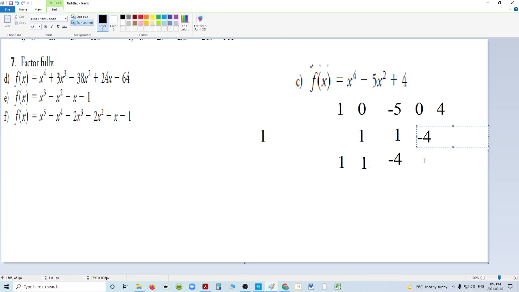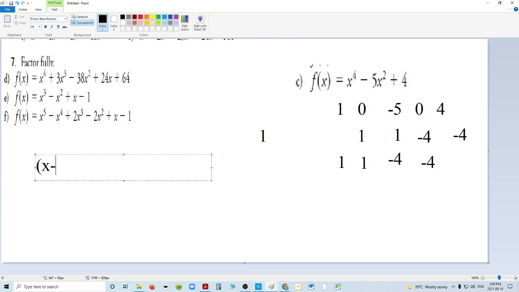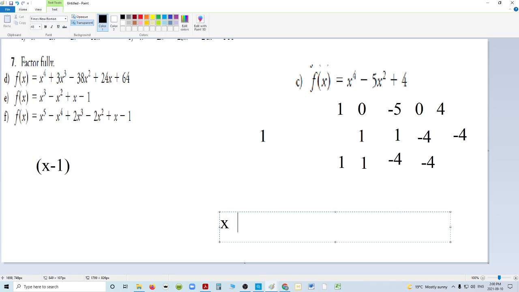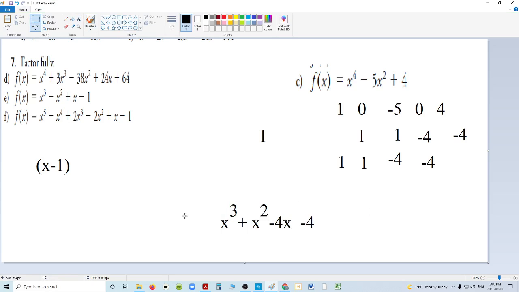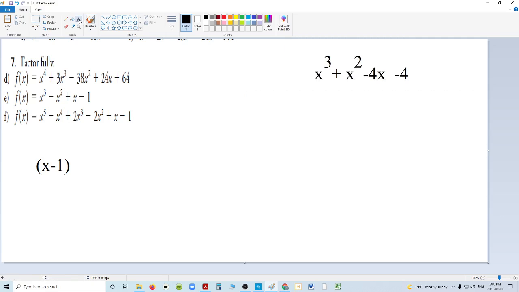Might work out. Okay, so x minus 1 is indeed a factor. And I'm left with x cubed plus x squared minus 4x minus 4. Okay, we're going to go on to the next one. And we're going to rewrite our new coefficients.